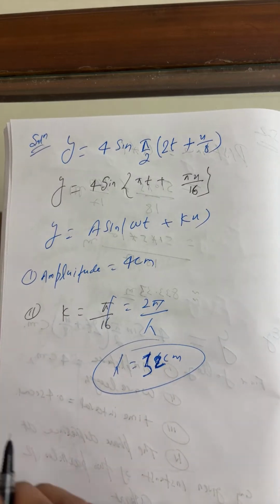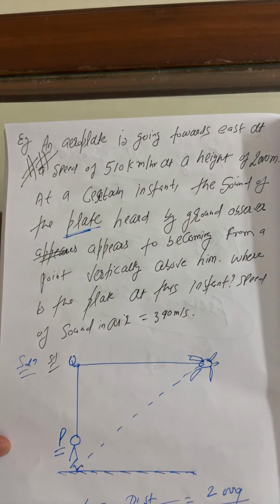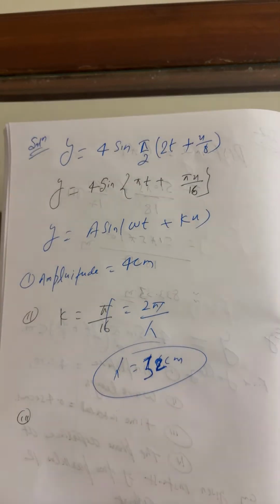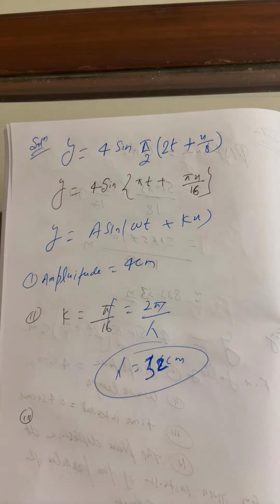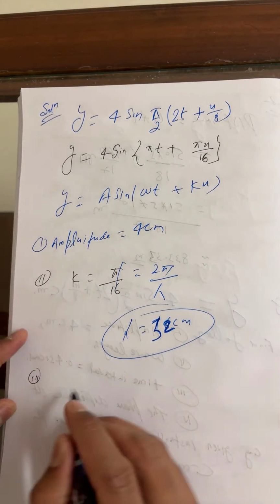In the third part, what do we have to find here? Okay, the time interval is mentioned: 0.4 second. We wish to find the phase difference. So phase difference at any instant of time. Now I'm giving you the formula.